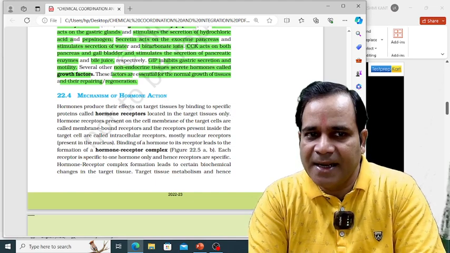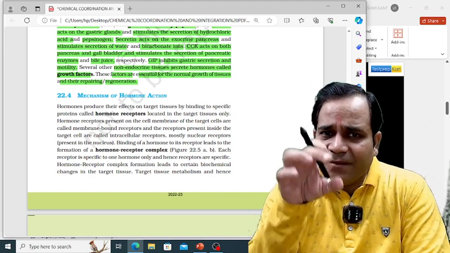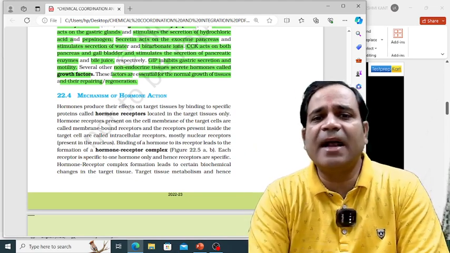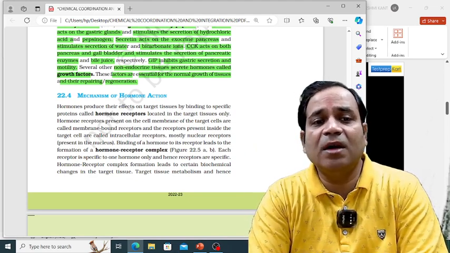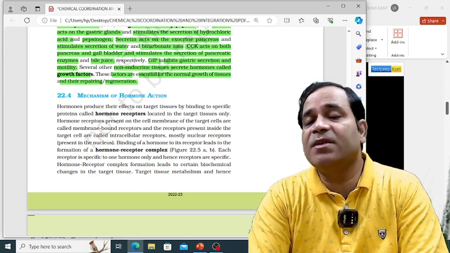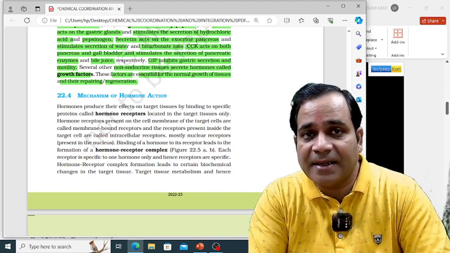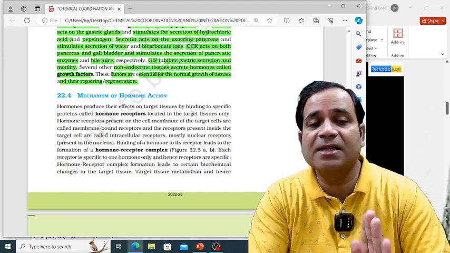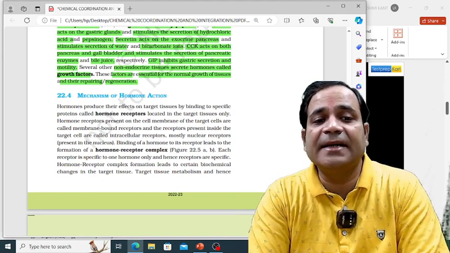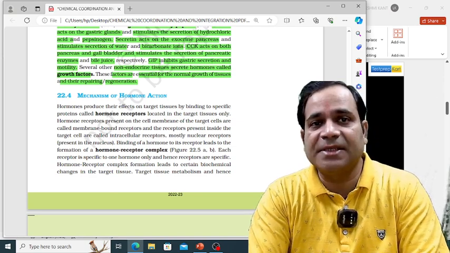Getting my point? So the hormone produces their effect where? On the target tissue. By how? By binding to a specific protein. And this binding to a specific protein is called what? Hormone receptors. So see, these hormone receptors, my dear, are present where? On the cell membrane, that is also known as plasma membrane, that is also known as selective permeable membrane of the target cells, and are called membrane bound receptors.